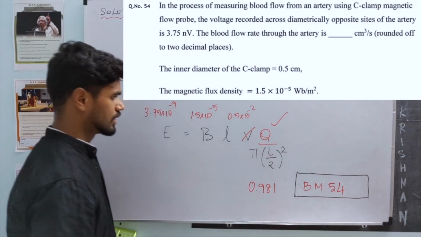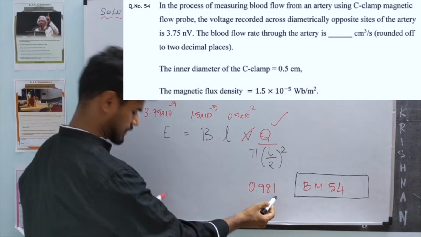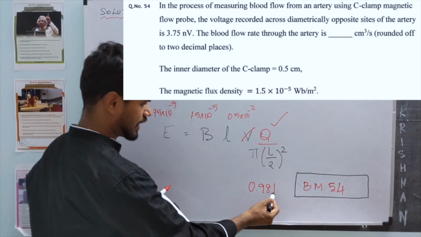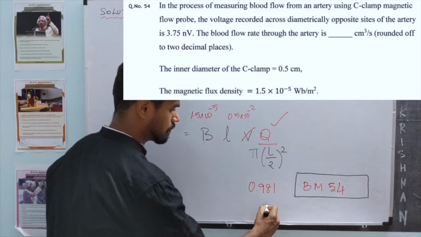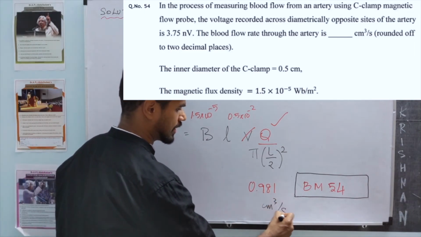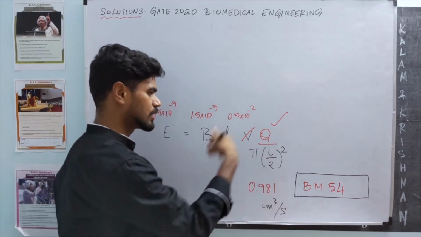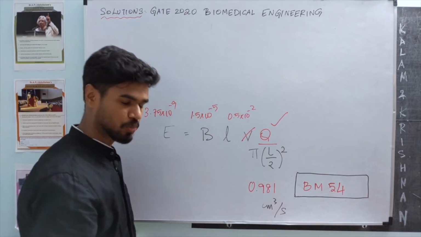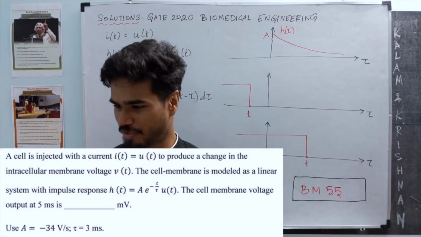Okay, try to find Q from this expression. The value that I get is 0.981 centimeter cube per second. You will get it in meter cube per second, so convert that into centimeter cube per second. Last question, that is question number 55.